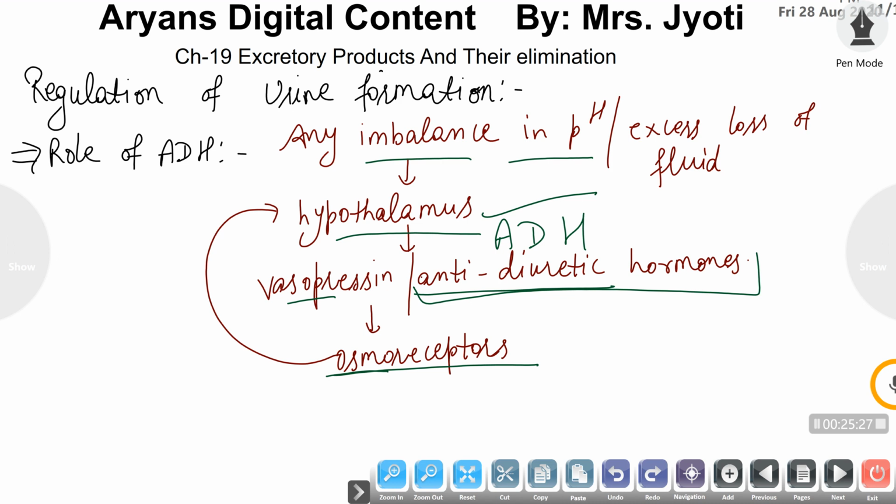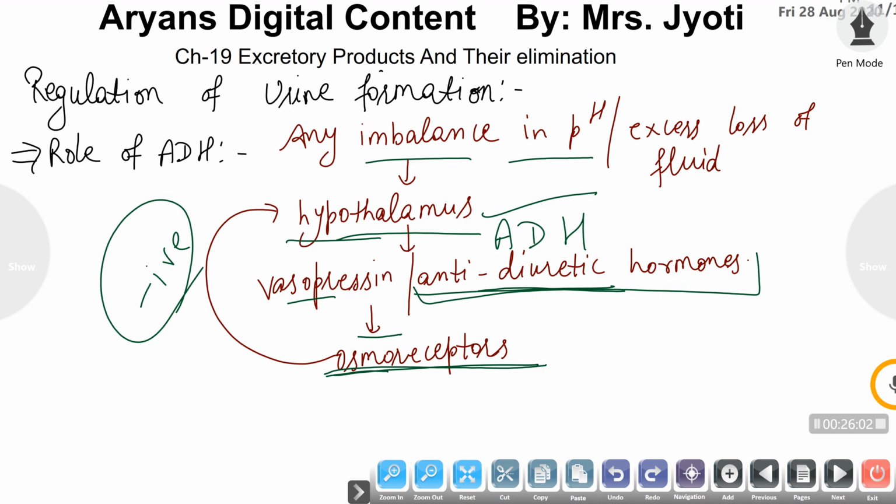As the pH is balanced, there is no signal to the hypothalamus from our body, and when the hypothalamus doesn't get any signal from any part of the body, it doesn't release its hormone. So the osmoregulation by these osmoreceptors acts as negative feedback for the secretion of ADH hormone. As the pH is balanced with the help of osmoreceptors, the hypothalamus stops releasing ADH, and the osmoreceptors are also switched off.